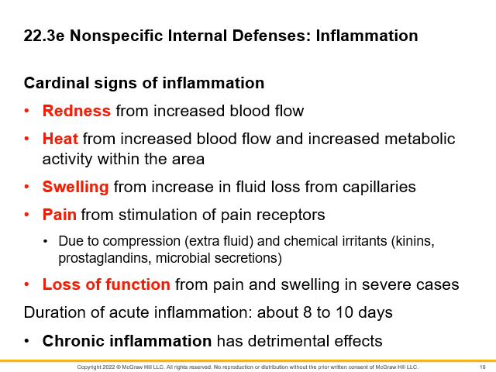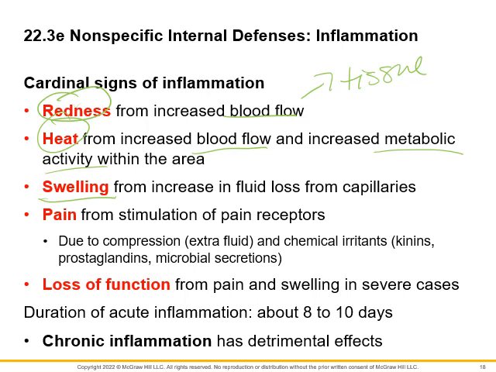Here's a list of the cardinal signs of inflammation. Hopefully we remember that blood is a little bit warmer, right? So we're going to have redness from increased blood flow to the tissue, and blood is slightly warmer than body temperature, so that's where the heat comes from, so increased blood flow. You're also going to have increased metabolic activity in that area, especially if you had damage, because you have to trigger repair, right?